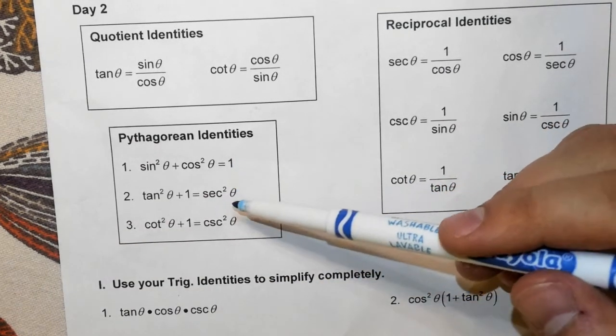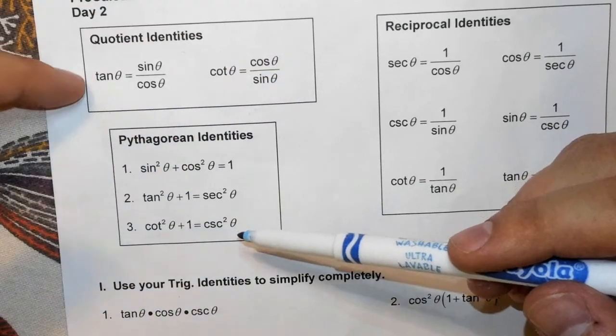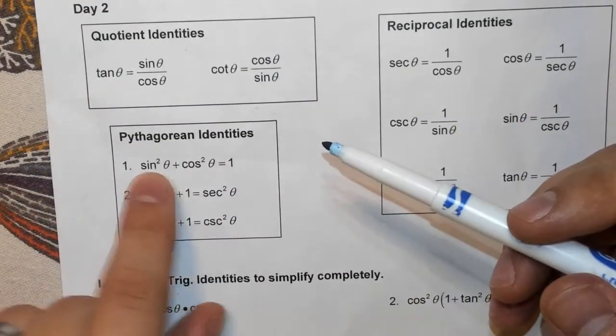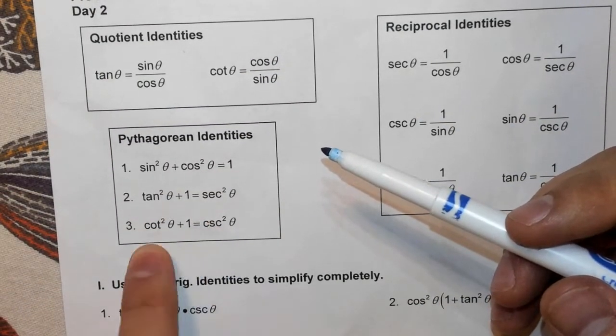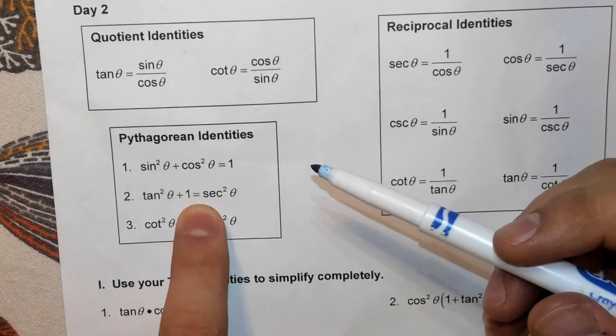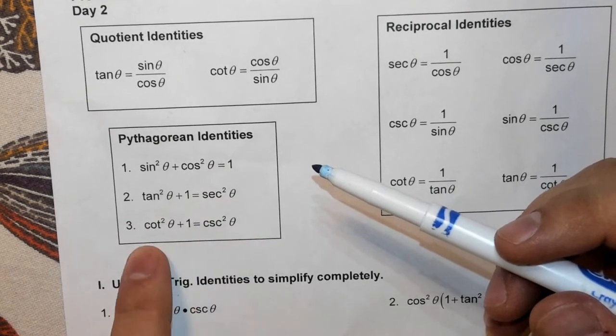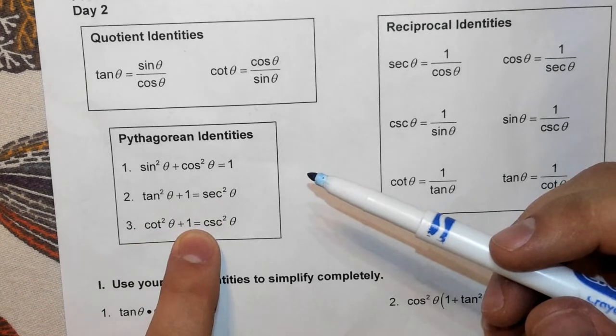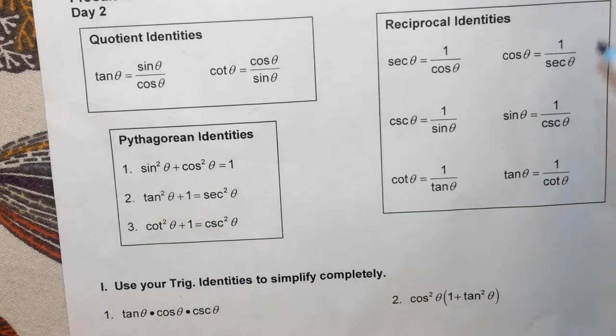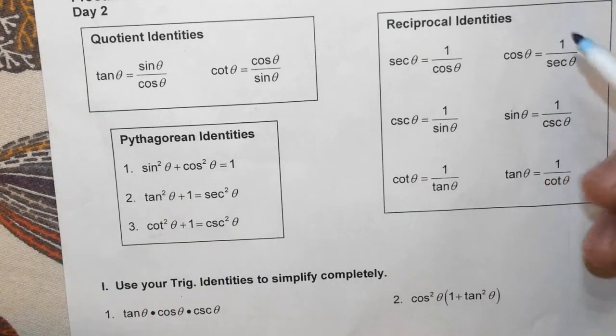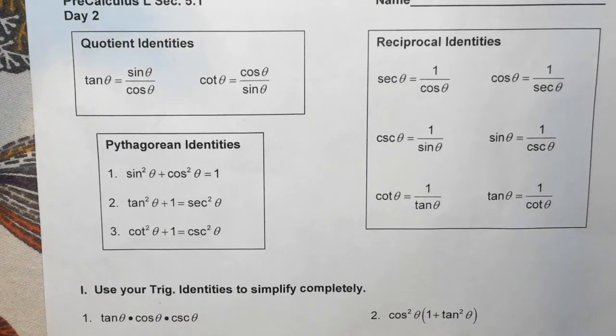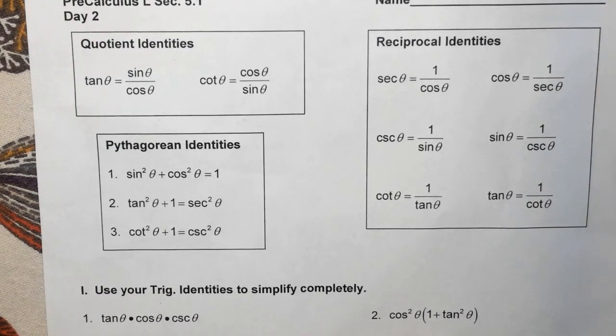Okay, using some of the quotient identities, these ones from up here, and reciprocal identities, you can actually change that first one into these other ones. You got tangent squared theta plus 1 equals secant squared theta. You've got cotangent squared theta plus 1 equals cosecant squared. So those ones work.